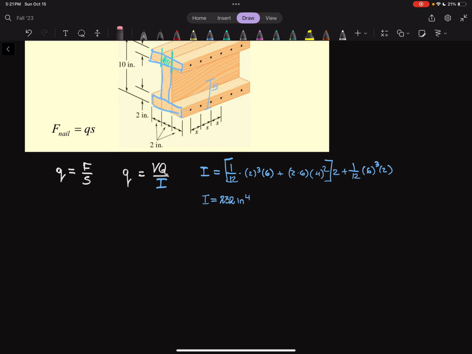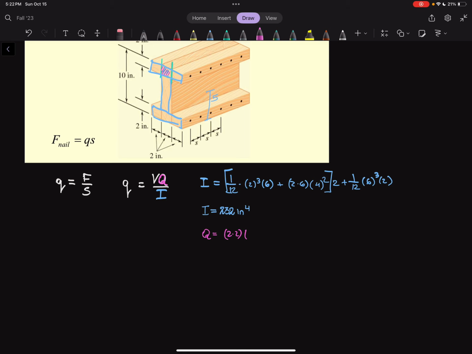Now what am I going to do? Well, now let's focus on my Q. So for Q, we're going to look at this right here. So the area is going to be 2 times 2, and then it's at a distance of 5 minus 1. It's at a distance of 4, right? Because this is 3, and this is another 1. Yeah, so it's at a distance of 4, so it's going to be 16 inches to the third.